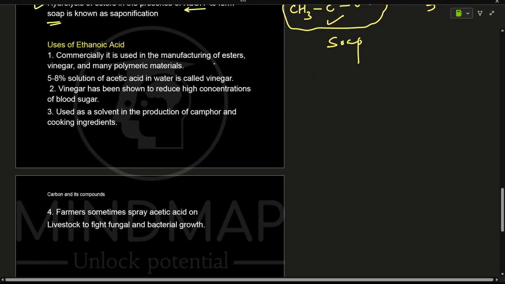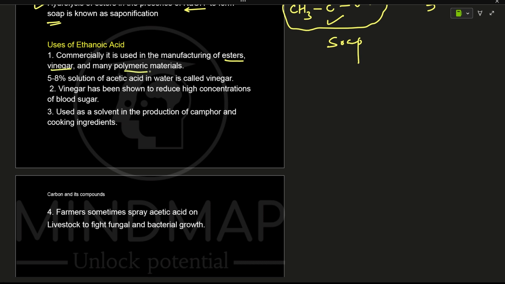Commercially, it is used in the manufacturing of esters, vinegar, and many other polymeric materials. Now देखो vinegar कैसे बनता है? 5 to 8% जो solution है acetic acid in water, उससे हमें vinegar मिलता है. Vinegar has been shown to reduce high concentration of blood sugar. Blood sugar अगर high है तो उसको reduce करने में vinegar is very helpful. It is also used as a solvent in the production of camphor. Camphor के production में इसको as a solvent use किया जाता है, and it is also used in a cooking ingredients.